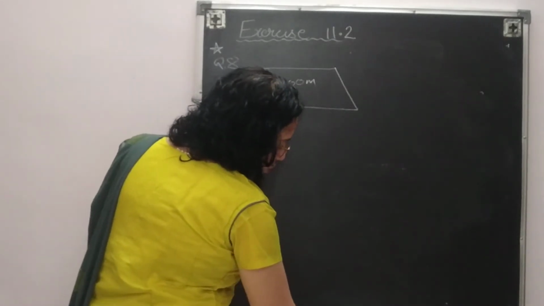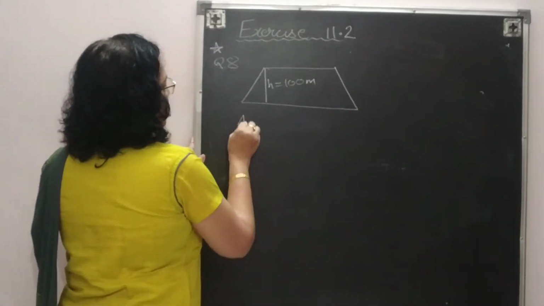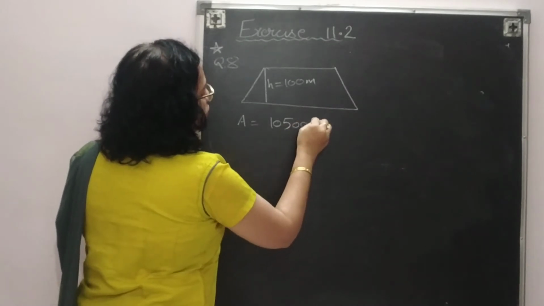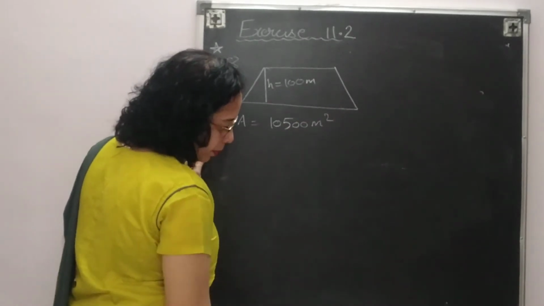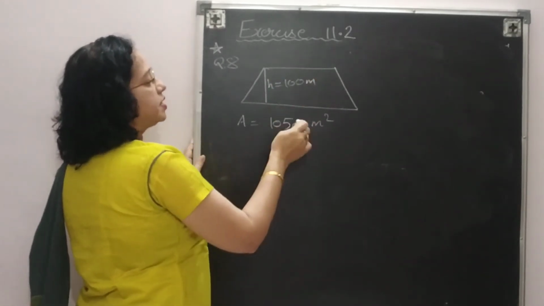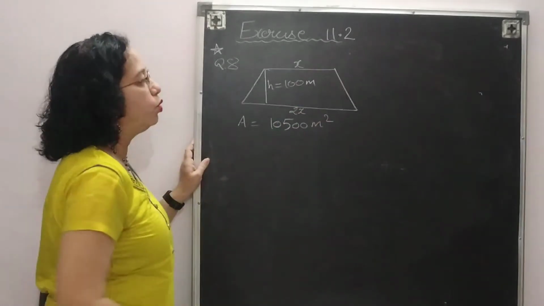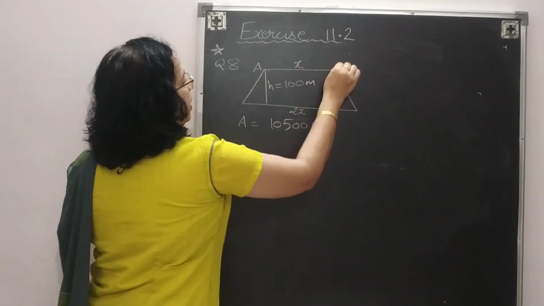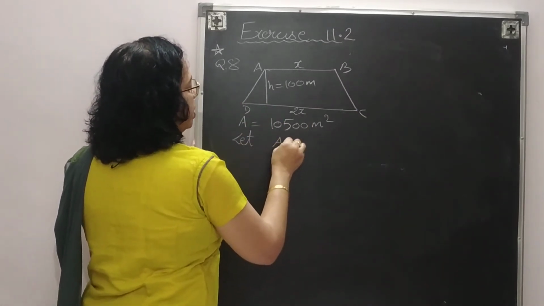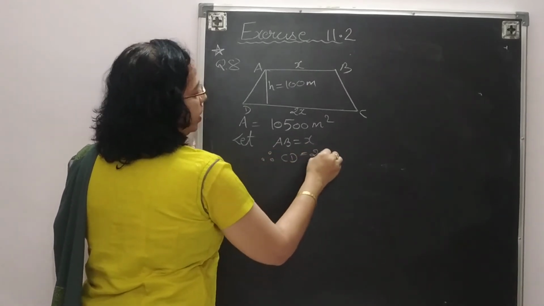And what other information is given? The area is given over here, 10500 meter square. You need to find out the length, and it is given these parallel sides are double of each other. So if this is x, then definitely the next length will be 2x. You can give names over here A, B, C, D. So you can start: let AB is equal to x, therefore CD will be 2x.